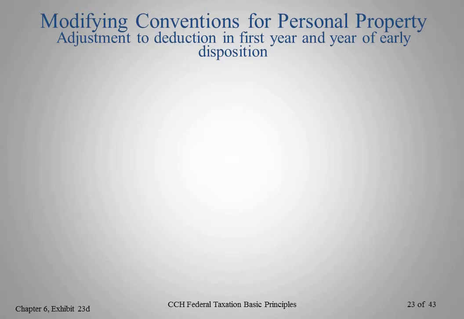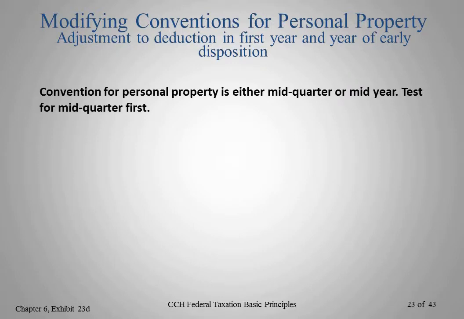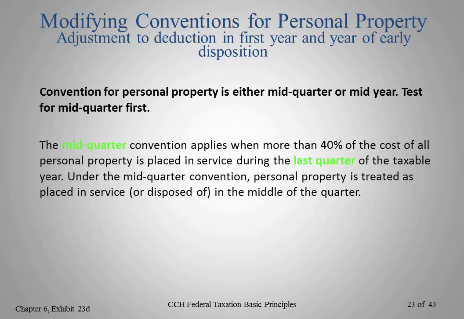All right, now we're going to look at personal property and look at the modifying convention, which is an adjustment to the depreciation deduction, remember, in the first year and in a year of disposition. Exactly the same concept as for buildings, but our math is fancier. The convention for personal property is either mid-quarter or mid-year, and you test for mid-quarter first.